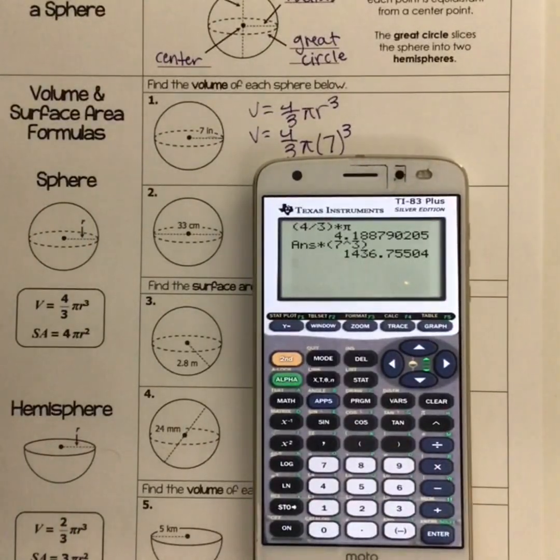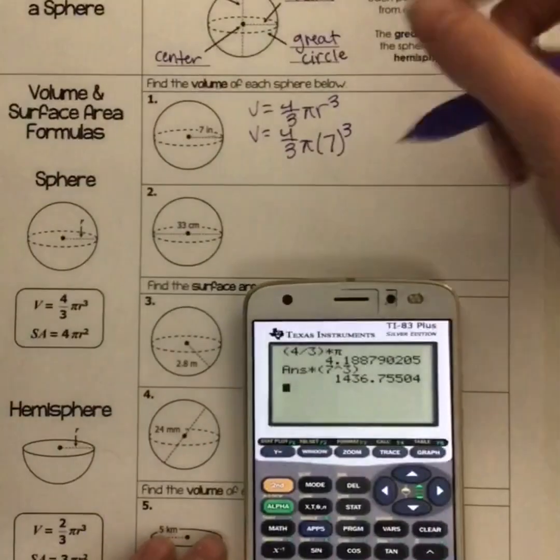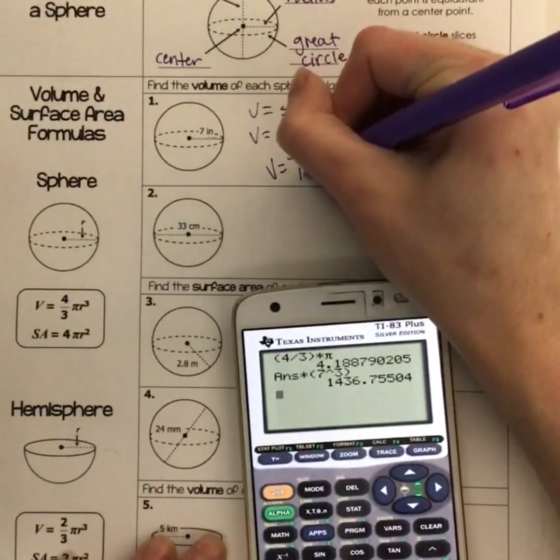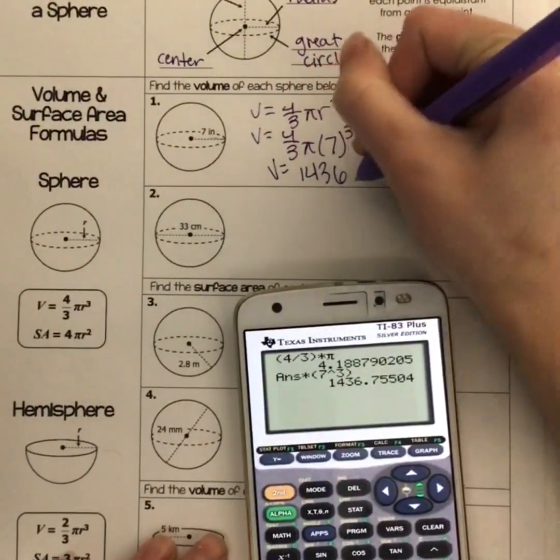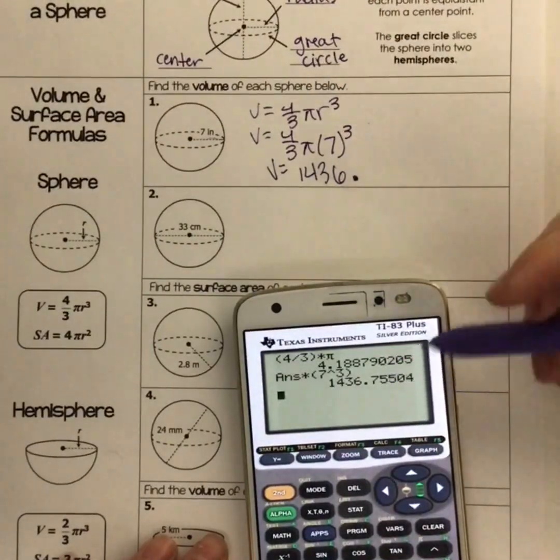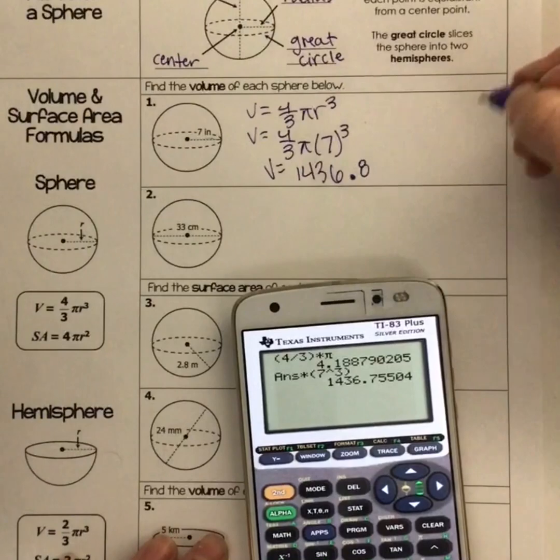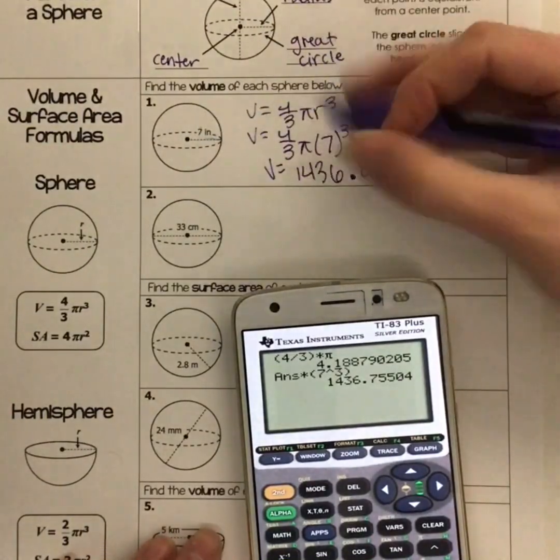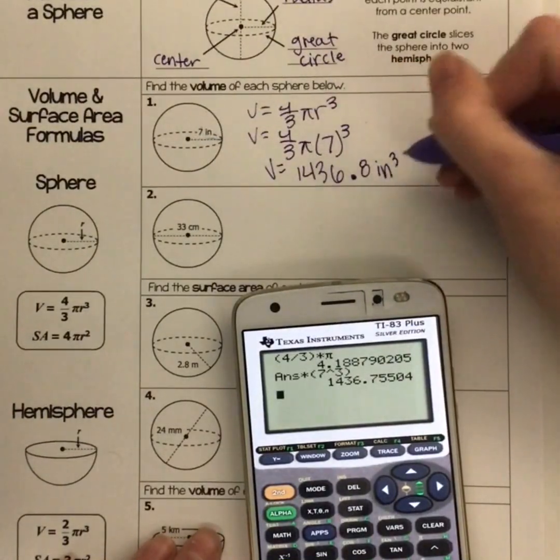And that gives me 1,436. So volume equals 1,436 point, and if we wanted to round this to the nearest tenth, we would say 8/10. Again, this was in inches, so our units would be inches cubed.